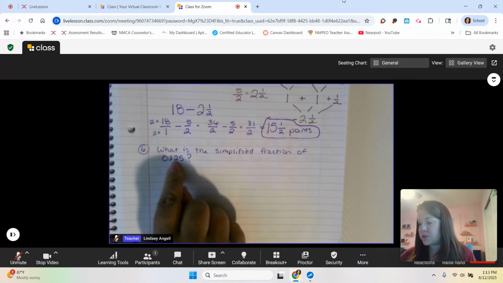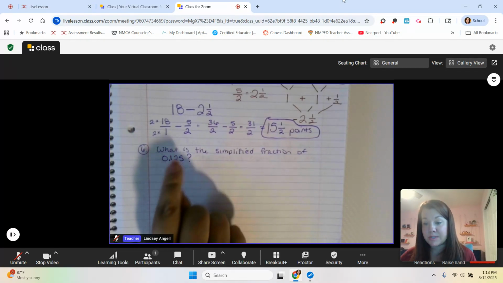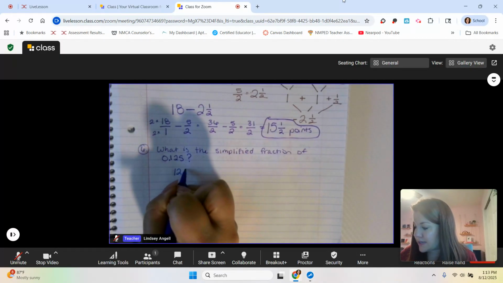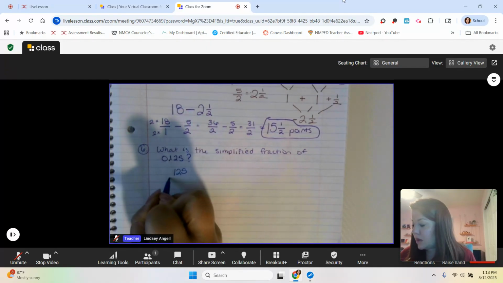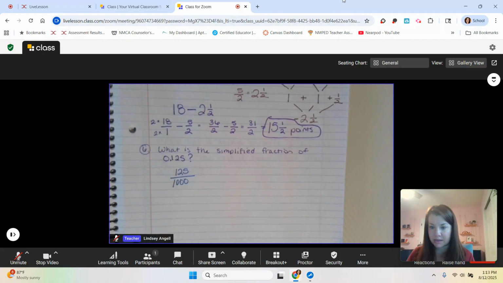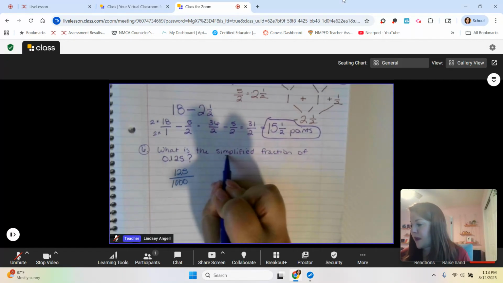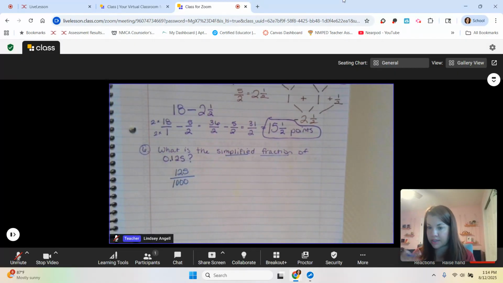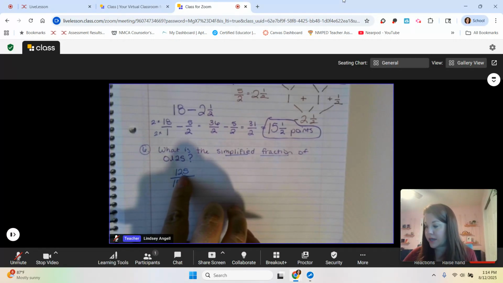And notice I said 125, but then the place value was thousandths. That's also my denominator. So I can take my numerator and write it over the place value. The place value becomes my denominator. Well, if it's a simplified fraction, that means I need to reduce or simplify, so I need to see, do 125 and 1,000 have anything in common? They do, right? This number right here, actually, 25.